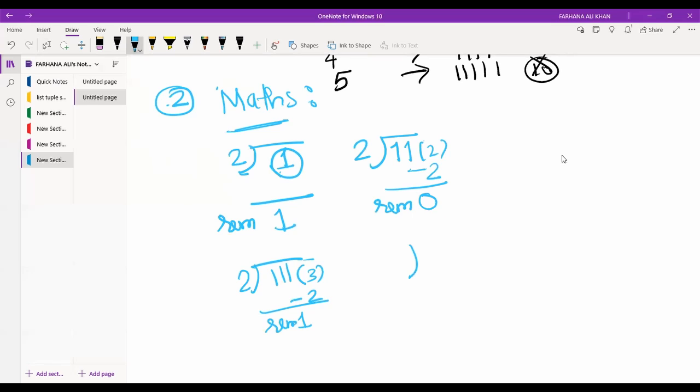Now the next number is 4. Number 4 is represented by four occurrences of 1. So this is number 4. Now we are going to divide by 2. What are we going to get? We will get remainder 0.